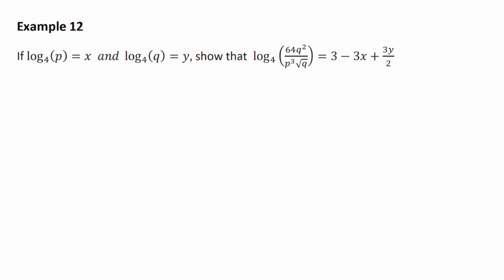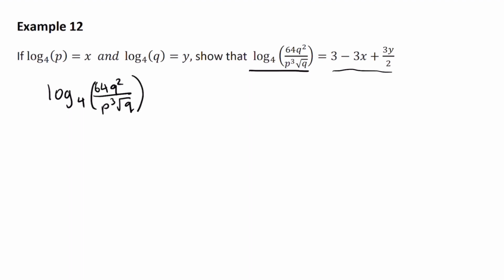All right, this says, if log 4 of p is equal to x and log 4 of q is equal to y, show that log 4 of that whole thing is equal to 3 minus 3x plus 3y on 2. So how can we solve this? Well, the first thing that I want to do is start here and get to there obviously, but that looks pretty yuck. So let's start breaking it up using the various log laws that we know about.